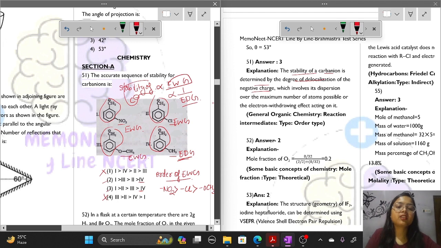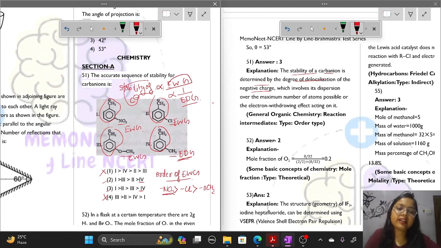Now where the NO2 group is attached, which means option 1, it will have the maximum stability. Then after that, Cl has the second highest stability of carbanion, so option 2 comes here, and then the OCH3 group has the third highest stability, which means that option 3 is the correct answer for this question, right?